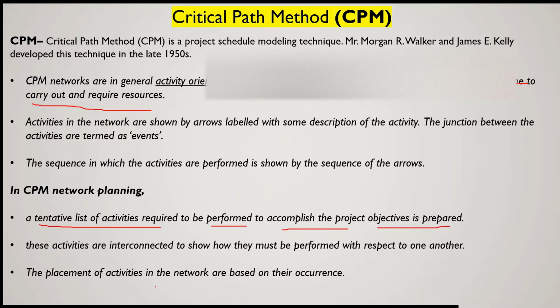The placement of activities in the network is based on their occurrence. As I told earlier, that means we place the activity depending upon the occurrence, that is which activity will occur first or which activity will occur later on. So they will be connected accordingly. Now critical path method, let us try to understand it. In critical path method, first of all we will develop a network connecting the activities and events. Then we have to estimate the activity times.